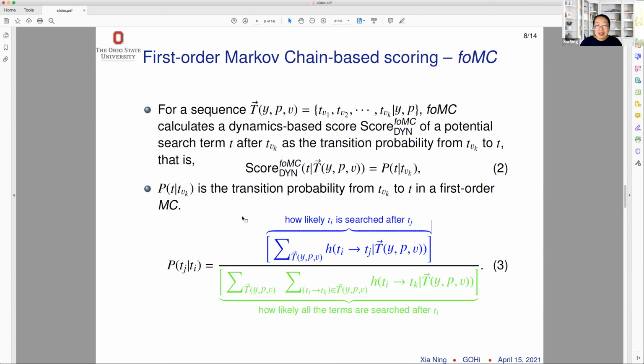So here, based on the Markov chain, we will give the next possible search term a score, and the score is only calculated from the previous search term. And this is a huge equation in order to calculate the score, but the idea is it's going to be how likely this search term is searched after its previous search term divided by all the possible search terms. So that's the idea, based on a first order Markov chain.